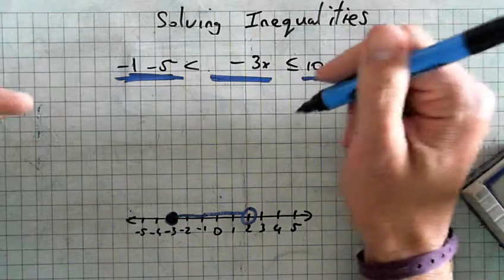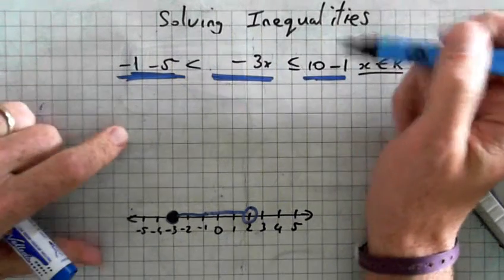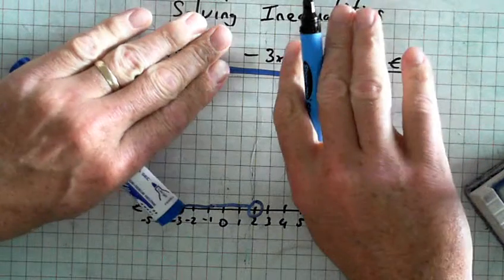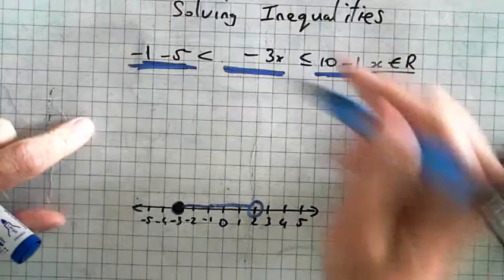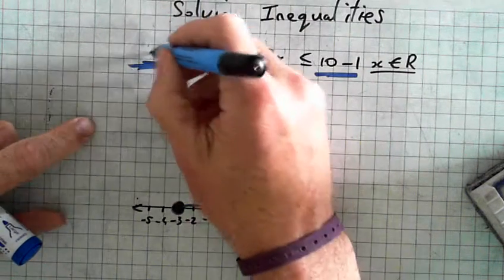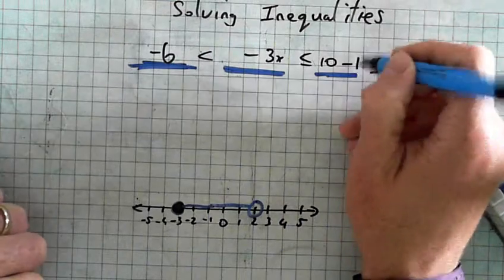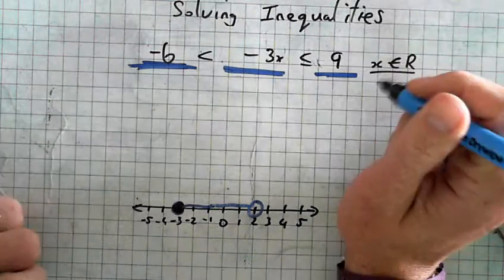You can use the first approach that we just did, or you can use this one. Okay? What I want in the middle lily pad is just x. Well, we'll get there in a second. What's minus 1 minus 5? Minus 6. What's 10 minus 1? 9. Okay.